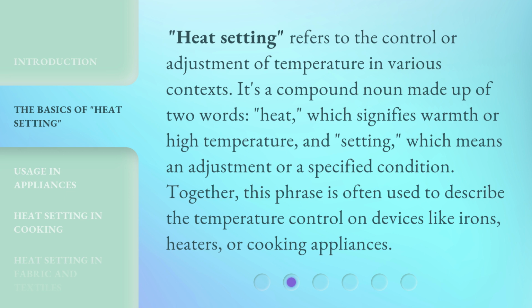Heat setting refers to the control or adjustment of temperature in various contexts. It's a compound noun made up of two words, heat, which signifies warmth or high temperature, and setting, which means an adjustment or a specified condition. Together, this phrase is often used to describe the temperature control on devices like irons, heaters, or cooking appliances.